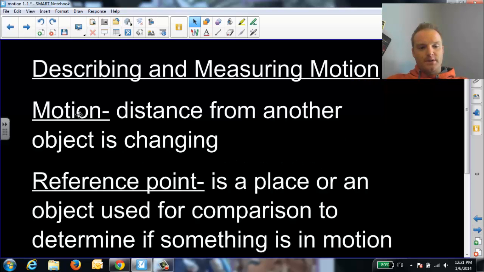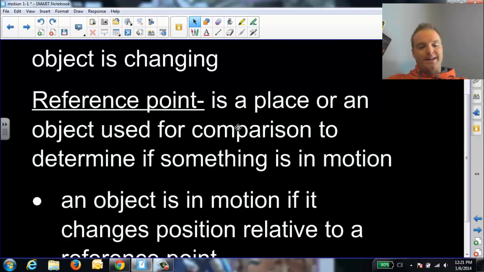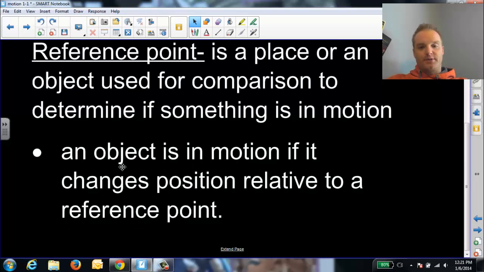So first thing, in describing and measuring motion, is the idea of what is motion. Something is in motion when the distance from another object is changing. So to do that, we need a reference point. A reference point is a place or an object used for comparison to determine if something is in motion. So it's what you use for comparison. And the idea is that an object is in motion if it is changing position relative to a reference point.